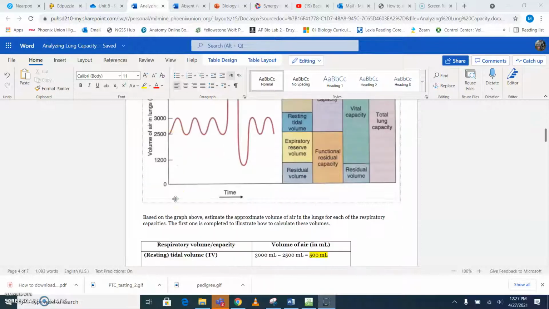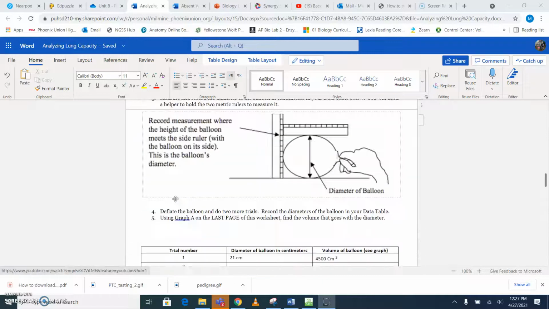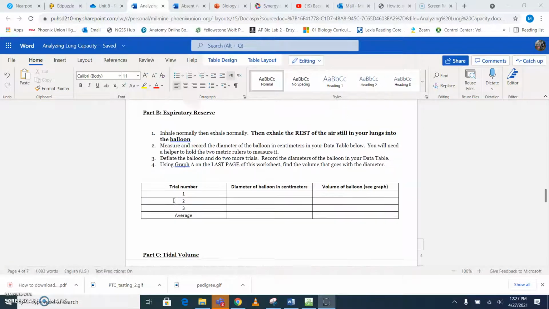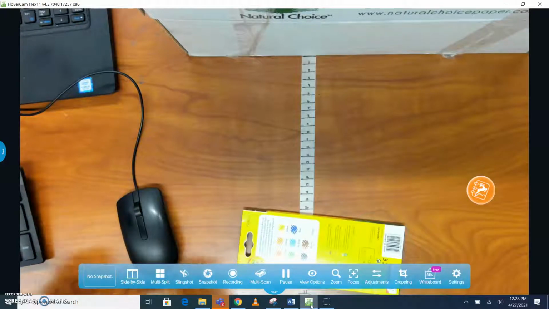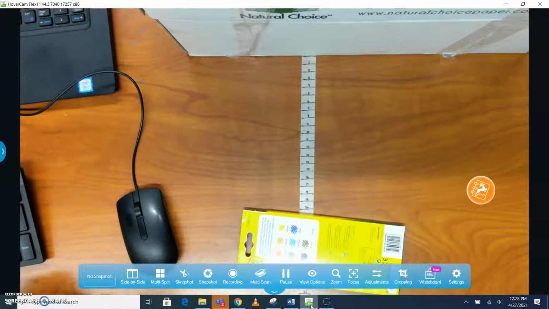We'll see what we come up with. So I'm going to just take a normal breath and exhale that into my balloon. Again, got to do 3 measurements. This is a tough one to do because you have to put a little bit of force when you're blowing air into the balloon, and it's tough to get an accurate normal exhalation when you actually have to push a little bit to get the air into the balloon. So we'll see what we can do the best we can.